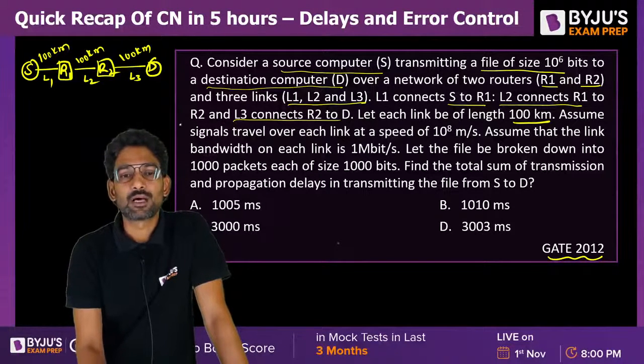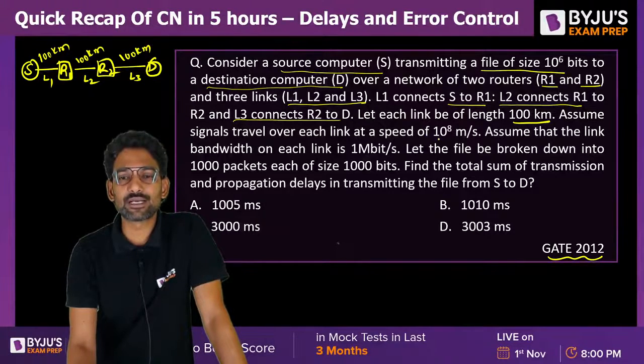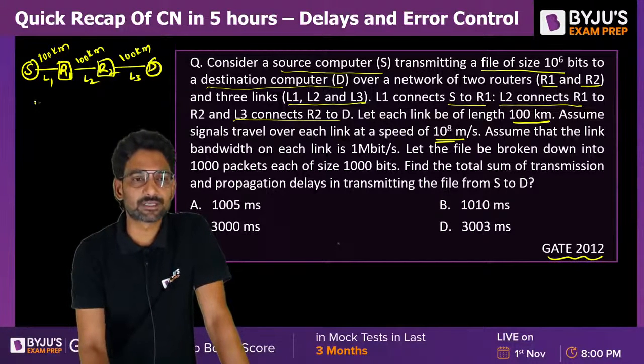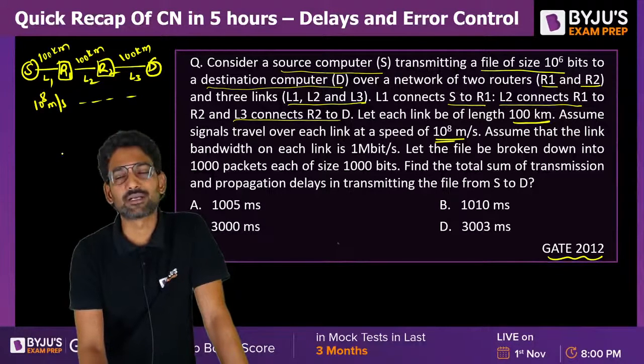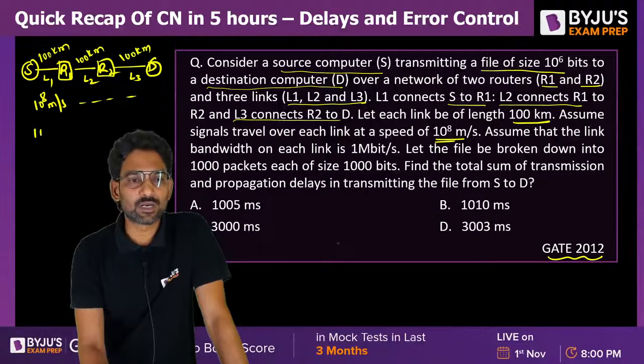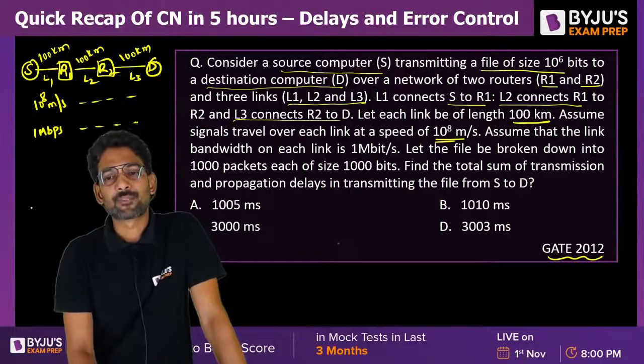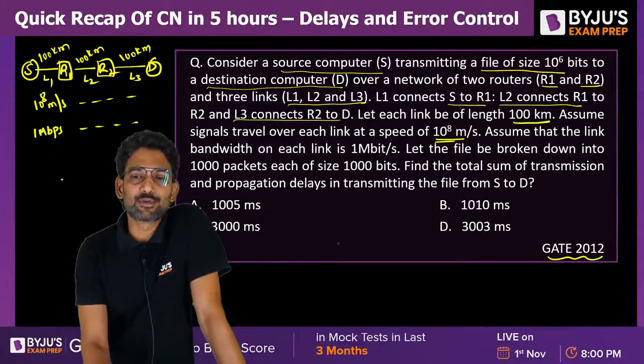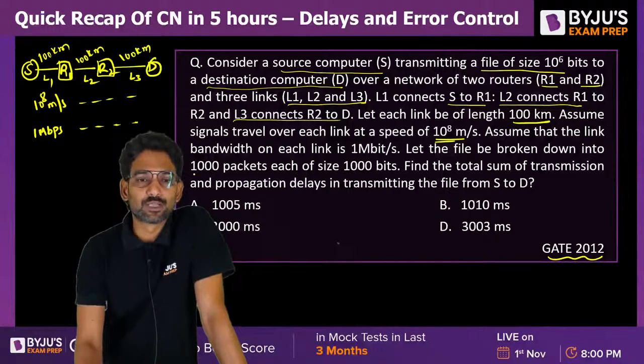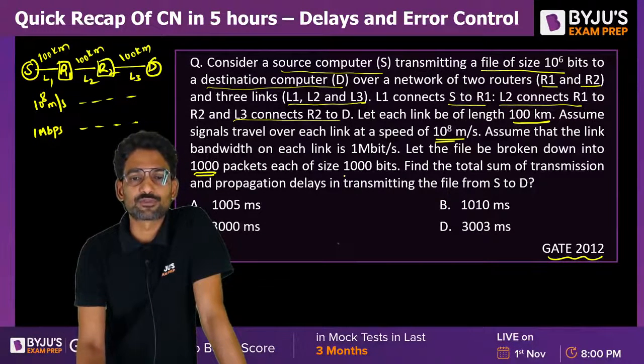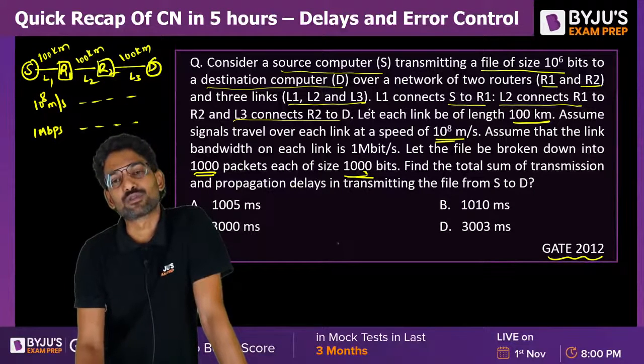Then assume signal travels over each link at speed 10^8 meters per second. Signal speed is 10^8 meters per second in all the links. Bandwidth is given as 1 megabit per second in all the links. Let the file be broken down into 1000 packets of size 1000 bits.